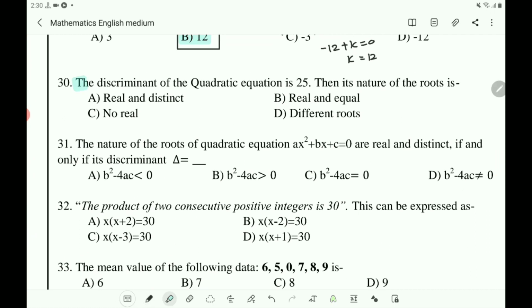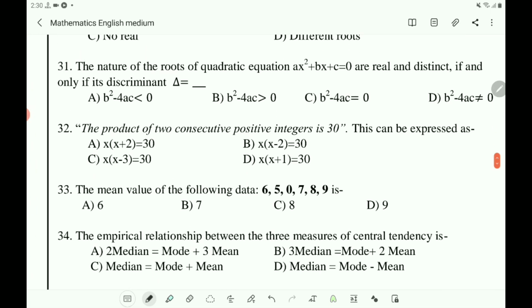Next question number 30. The discriminant of the quadratic equation is 25. Then its nature of the roots is. Here you know that 25 is greater than 0. So the discriminant b square minus 4ac is greater than 0. If the value of the discriminant is greater than 0, the roots are real and distinct. So what is the answer? Option A is the answer. Note down the answer. Option A.